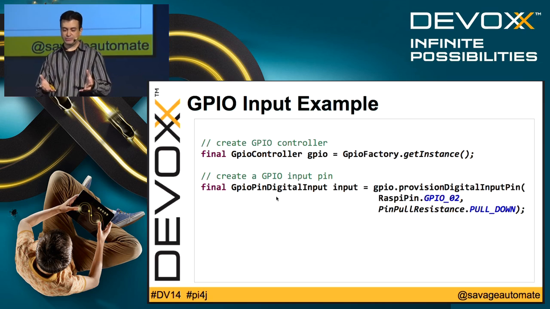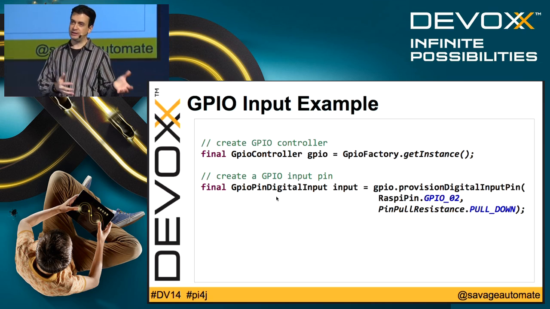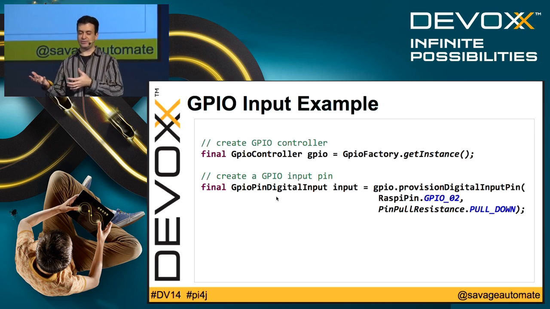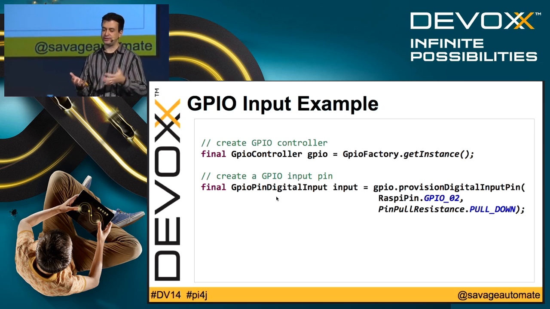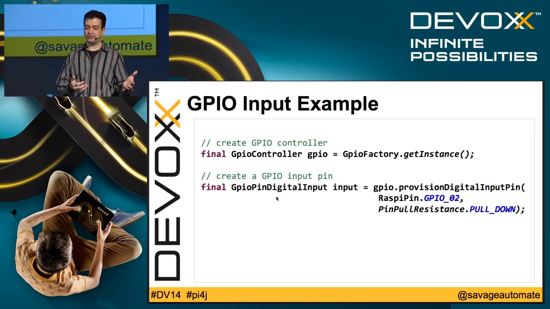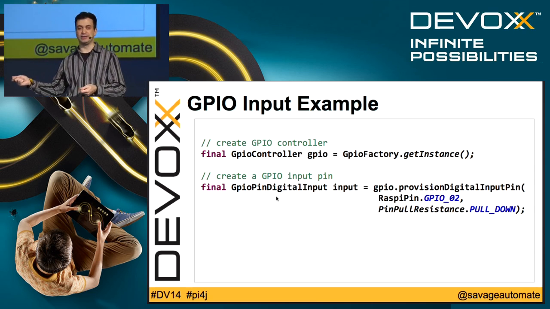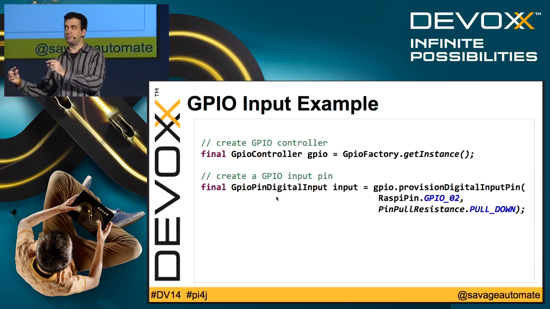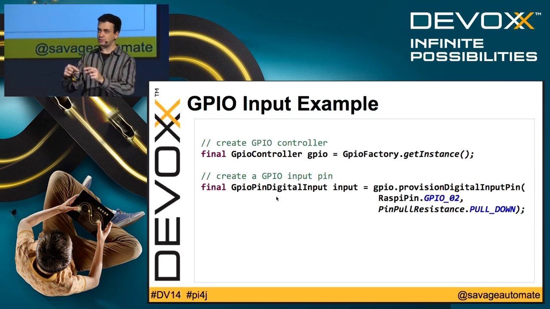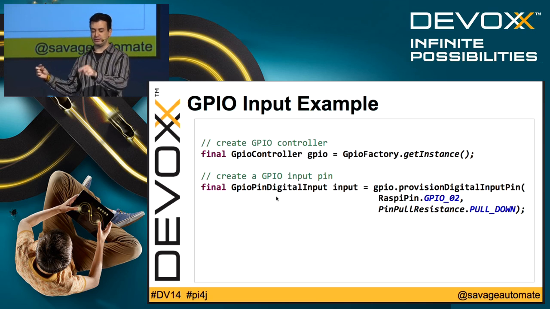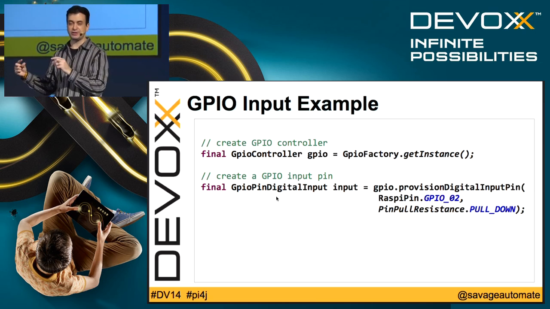So here is what the Pi4J code would look like for a GPIO input. Again, we have our controller that we created from our factory. We instantiate a GPIO digital input pin, and then we use our controller to provision that pin, giving it the address of the pin that we're targeting. And then here's where that pull-up resistance or pull-down resistance configuration resides, on the third parameter.